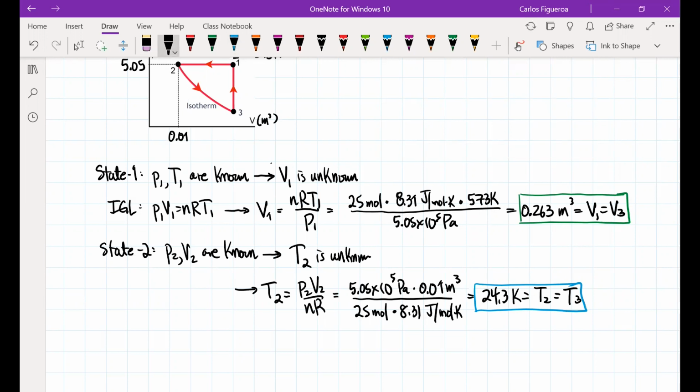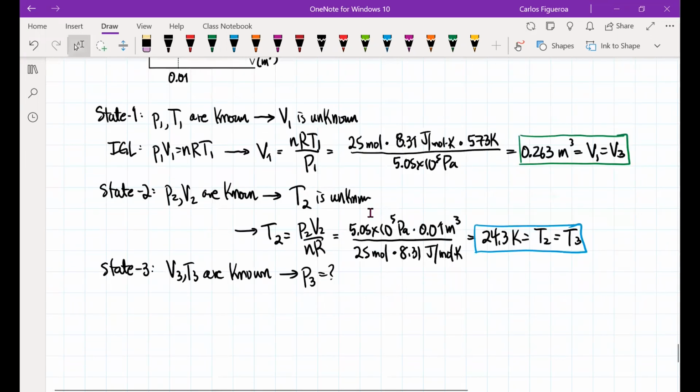But now, because I just solved for the temperature at 3, I now know 2 things at state 3. So if I look at state 3, I now know what? I know the volume at 3 because V1 and V3 are the same. And I now know the temperature at 3. So the only thing I don't know is the pressure at 3. This is unknown. So again, I'm going to use the ideal gas law.